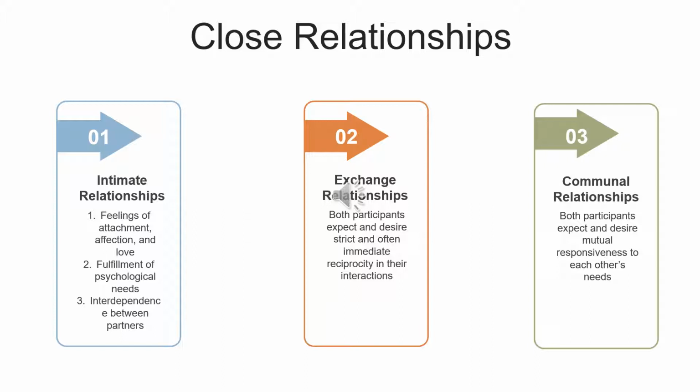Then we can break down relationships even further into exchange and communal relationships. Exchange relationships are kind of like a transaction. This is where both participants expect and desire strict and often immediate reciprocity in their interactions. So it's more tit for tat. Communal relationships are defined where participants expect and desire mutual responsiveness to each other's needs. So while they may not be getting an immediate reciprocity, they know that they will at some point whenever they are in need of that reciprocity.